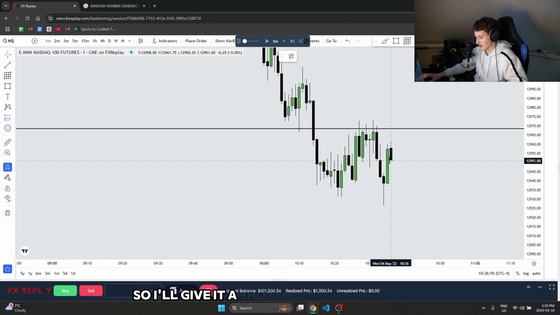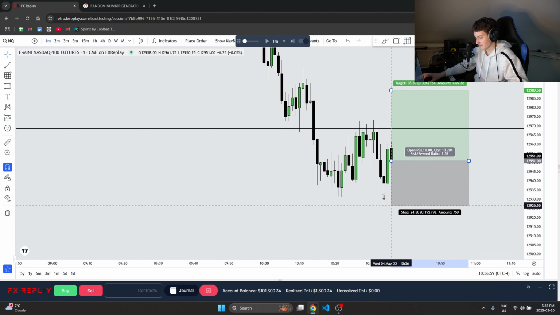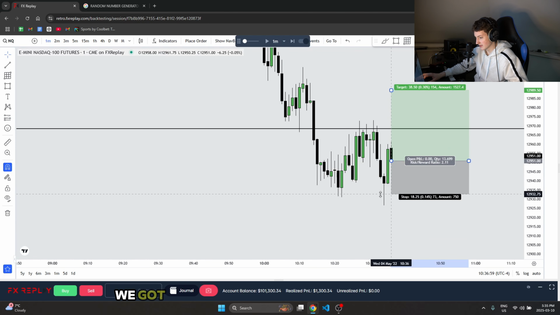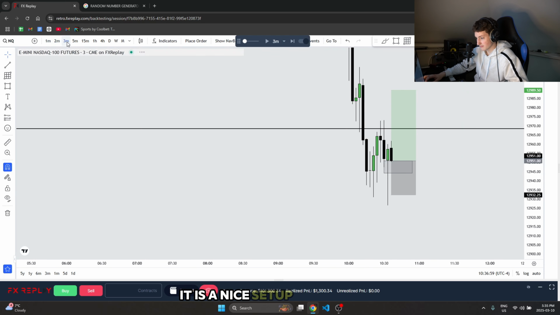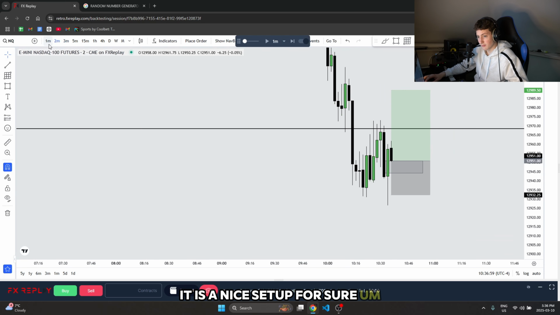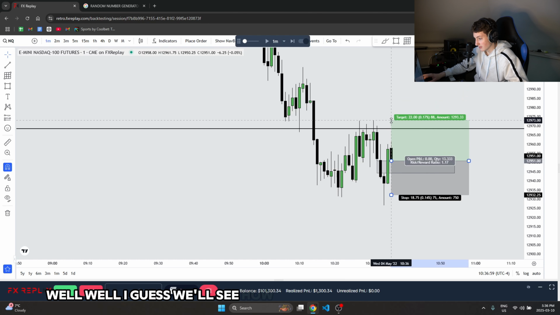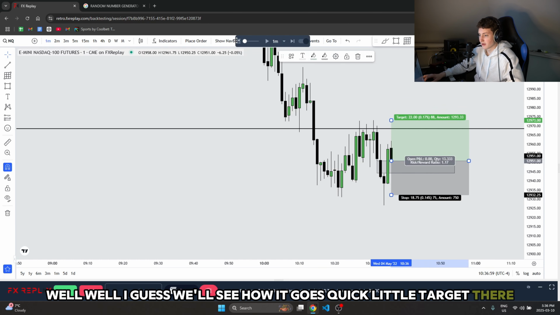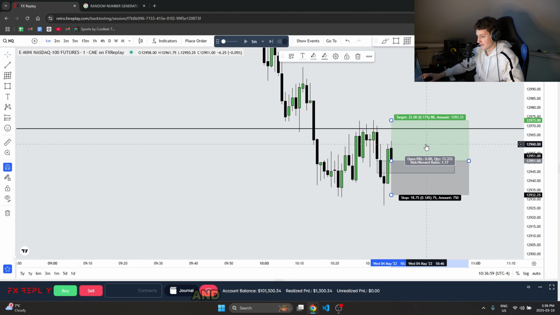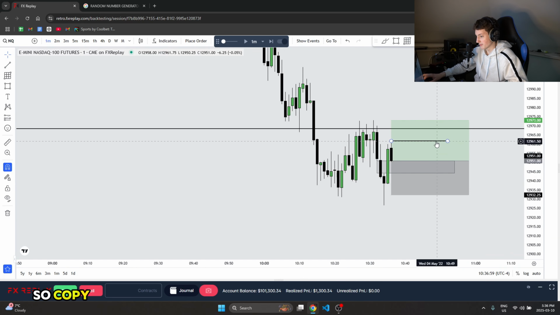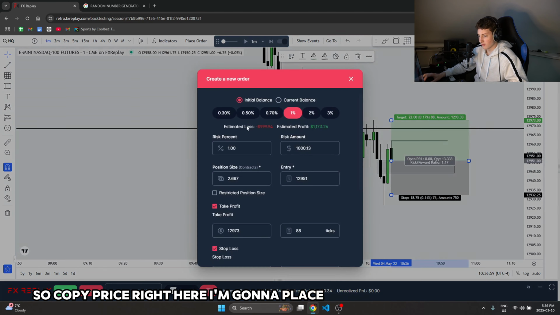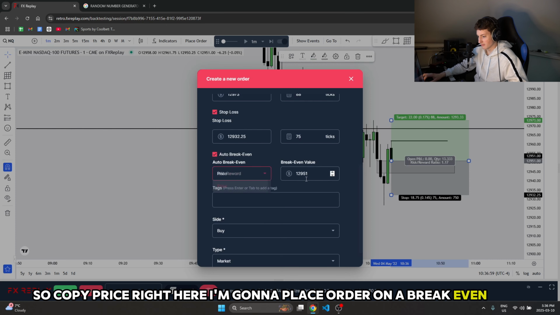So I'll give it a shot. The long's right here. We got that close above this little inversion. It is a nice setup for sure. I guess we'll see how it goes. Quick little target there. And then the break even, I'm going to go break even right when this high hits it again. So copy price right here. I'm going to place order, auto break even, price, boom.